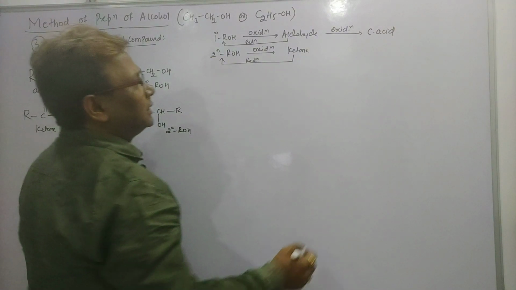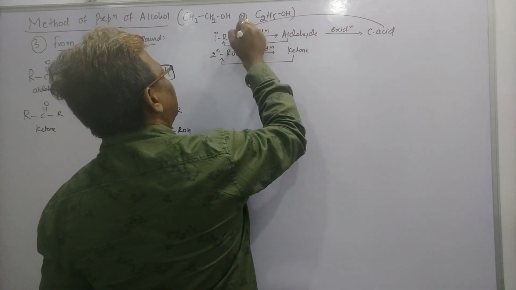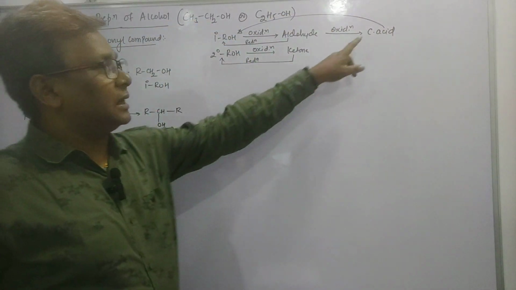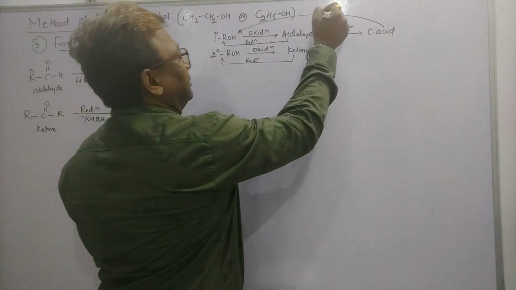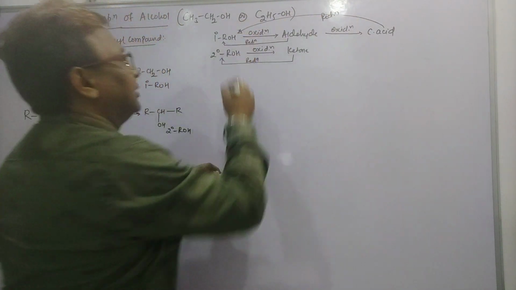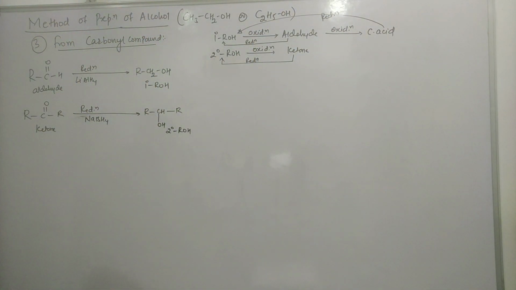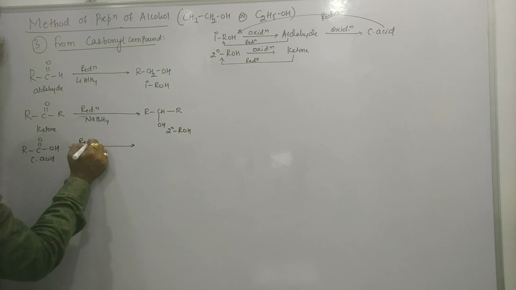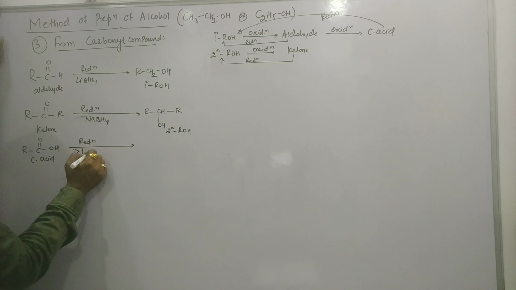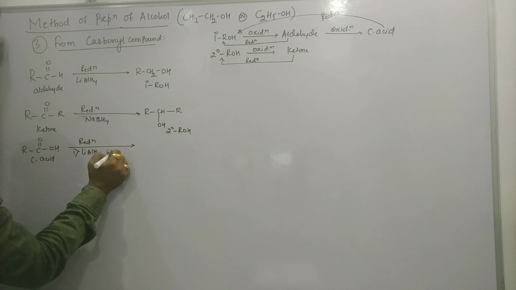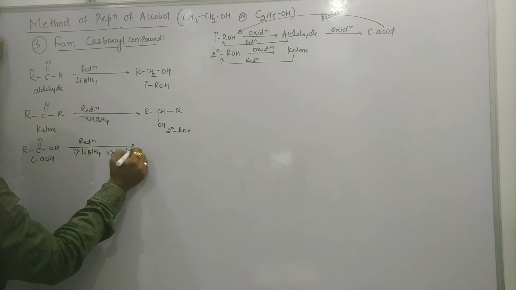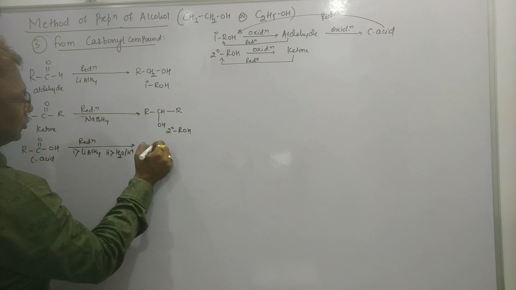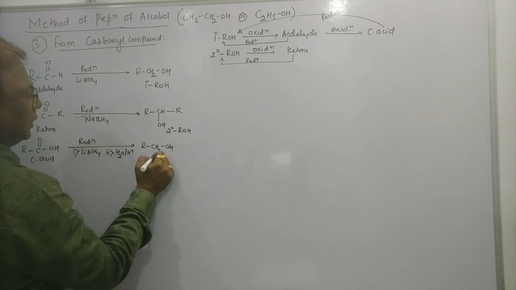But one more possibility is that carboxylic acid can be converted into alcohol. Carboxylic acid on reduction can be converted into alcohol. What is that? I'll explain to you beta. Carboxylic acid means it is RC double bond OH, and this will be called a carboxylic acid. Beta, on reduction, with two steps: lithium aluminum hydride, and second step, hydrolysis in the acidic medium.